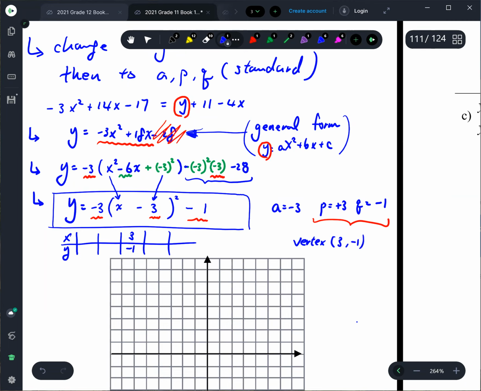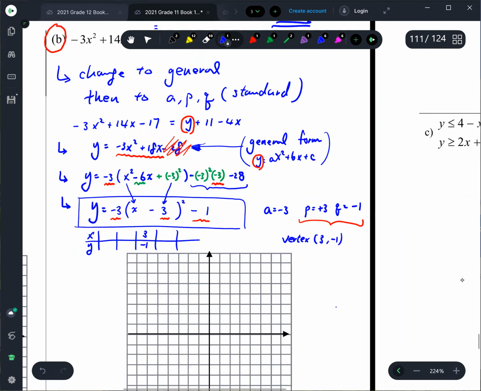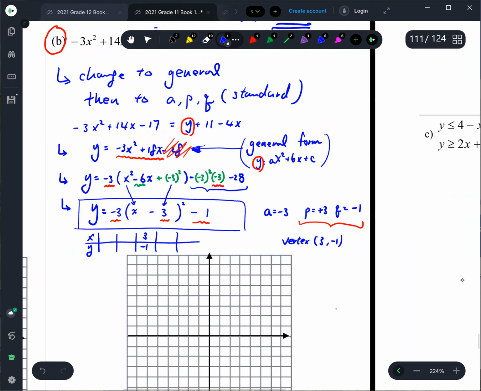All right, so everyone please complete the table and go ahead to the shading, okay? I think you should be able to get the table, right? When you try to find the table, you plug it into this equation to find the y. 3 is the middle number, so you can pick 2 points on the right side and 2 points on the left side.